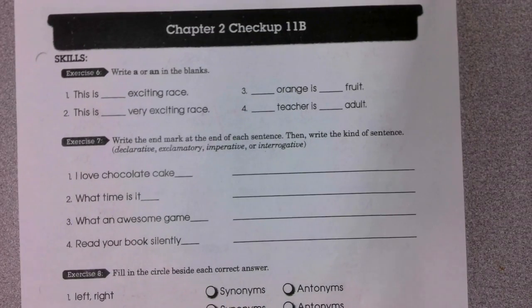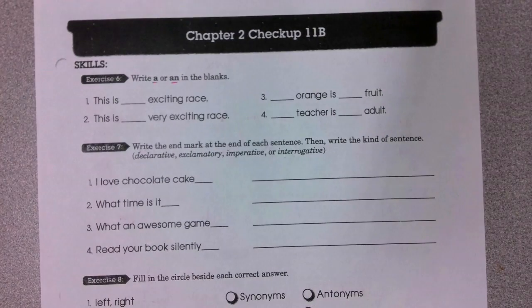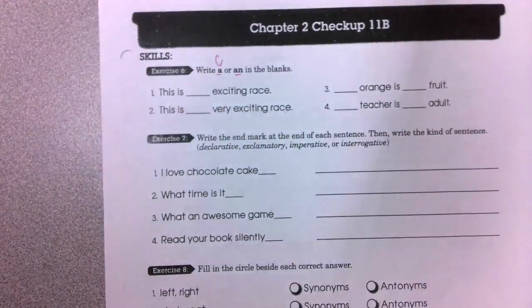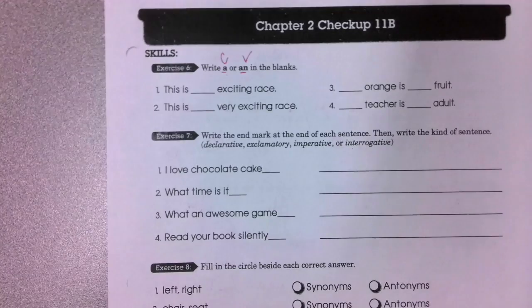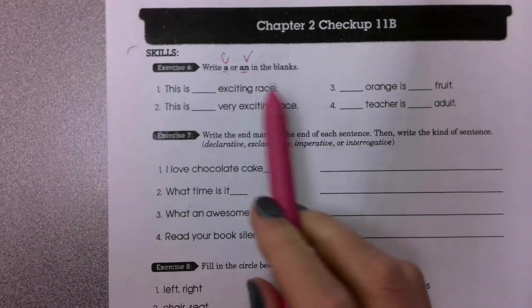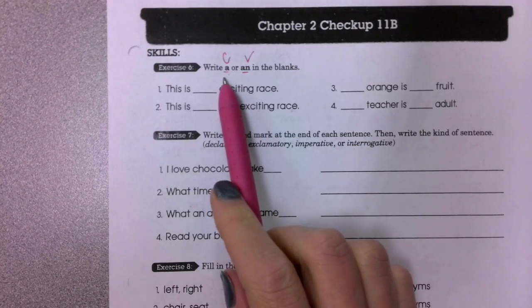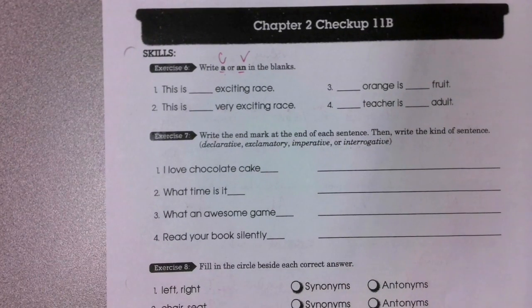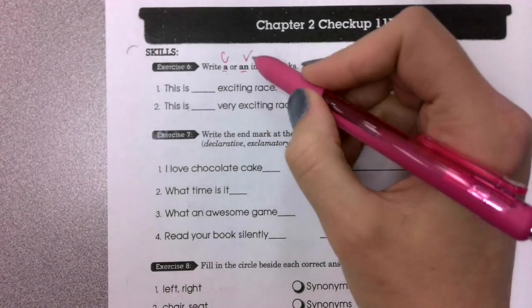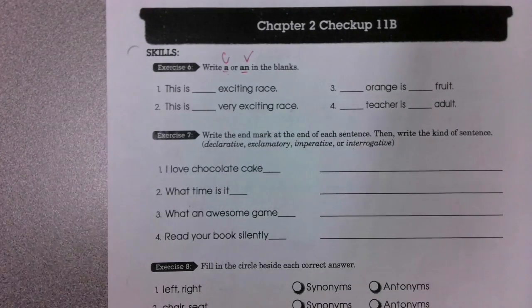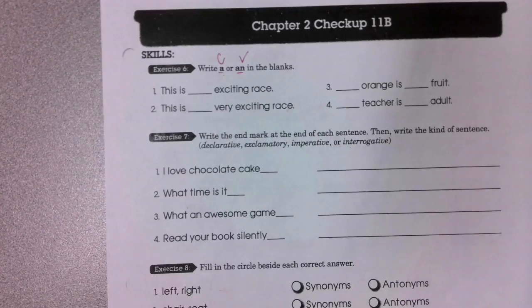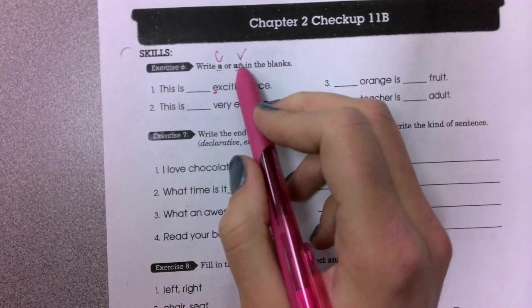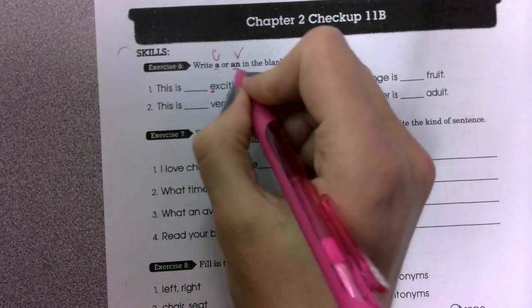On the back, we have to write a or an in the blanks. Remember, we're going to use a if the next word starts with a consonant, and an if the next word starts with a vowel. So, for example, we would have a cat, because cat starts with C. C is a consonant. We would have an apple because apple starts with A, and A is a vowel. Let's take a look. This is blank exciting race. This starts with an E. Is E a consonant or vowel? Vowel. A-E-I-O-U. It's a vowel, so I need to use an.